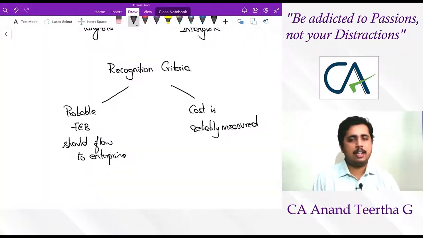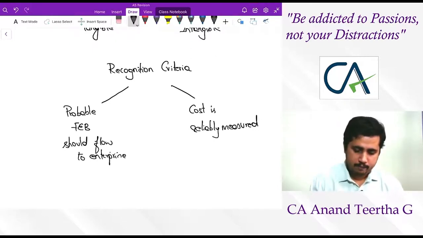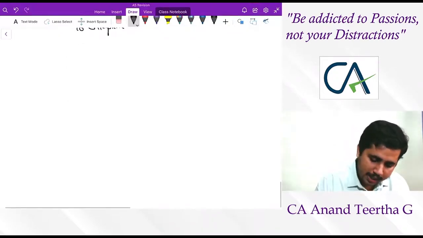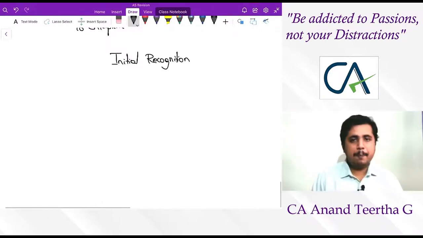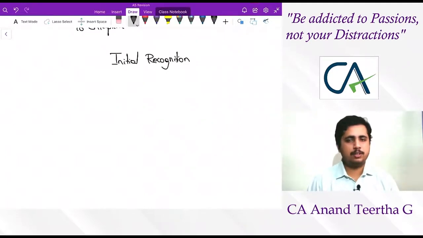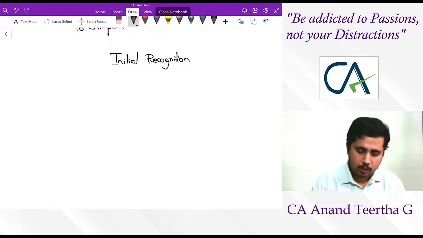So those things are covered as recognition criteria, same as tangible asset requirement. Then after this, the important one comes up: how initial recognition is done. We saw the recognition criteria, but how should this initial recognition be done in the books of accounts? There are different scenarios. We have to see them one by one. Let's start looking at them.